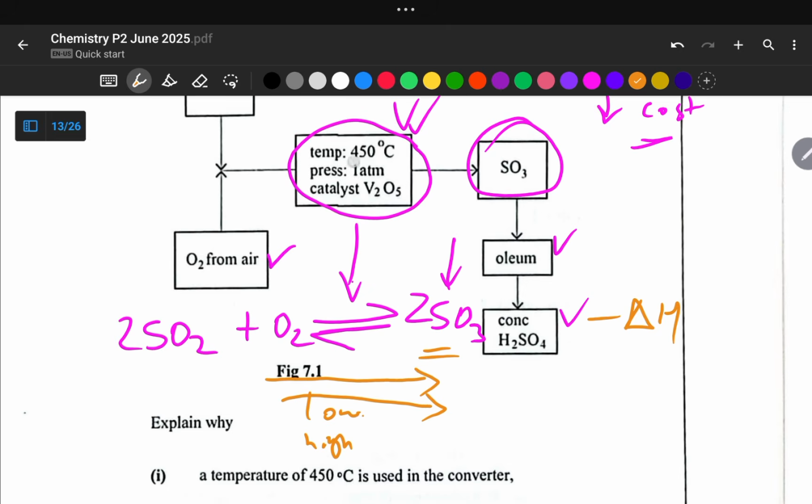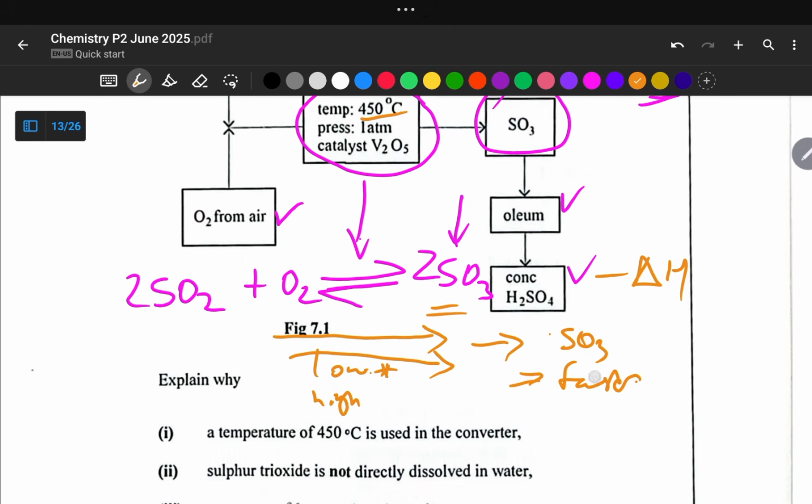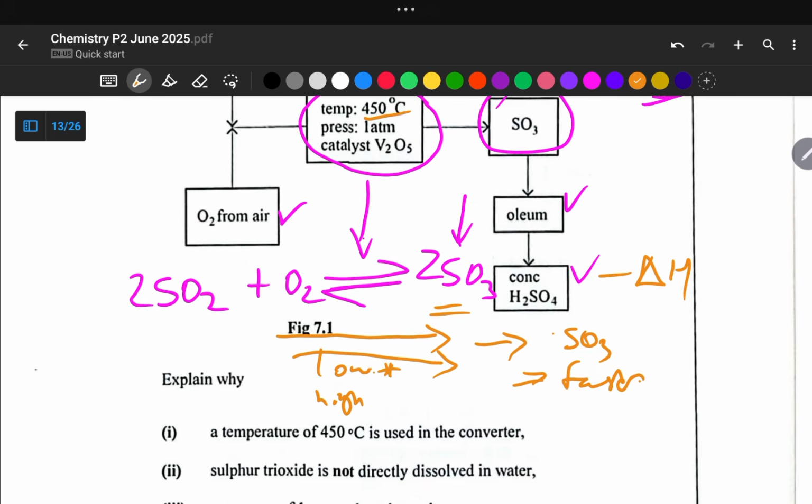But here we have a temperature of 450, but we said we need a low temperature. So we are using a compromised temperature. Why? Because we want to favor the forward reaction and also make the reaction faster. That's why we use a compromised temperature. So first, for you to answer this question, you need to highlight that according to Le Chatelier's principle, we must use low temperature to favor the exothermic direction. But we used a compromised temperature of 450 so that we can have a faster reaction, right?